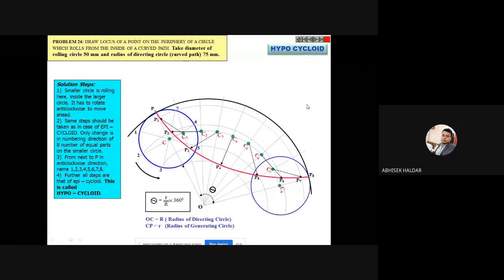Any doubt regarding the steps? Have you found any difference between the epicycloid and hypocycloid? Only my circle is rolling inside. And the nomenclature, the naming, you have to give anti-clockwise here. Still I am asking, if you have any doubt at any step, you can ask me. Anyone? Any doubt?